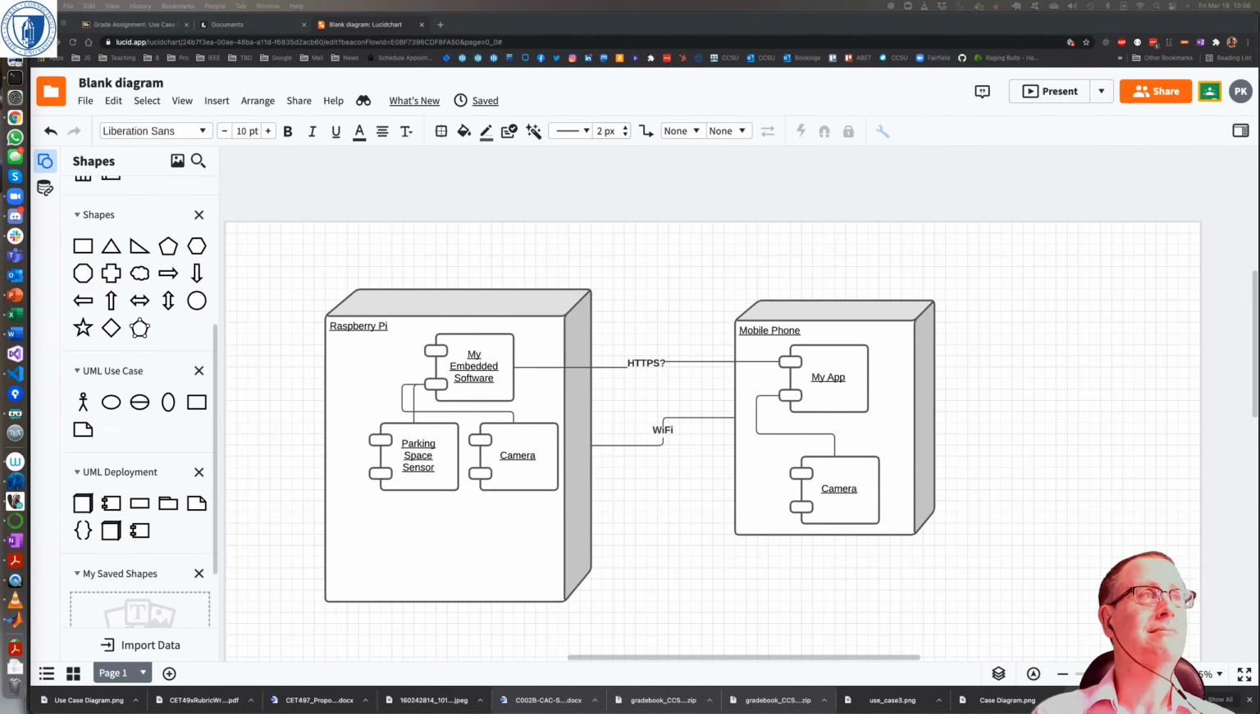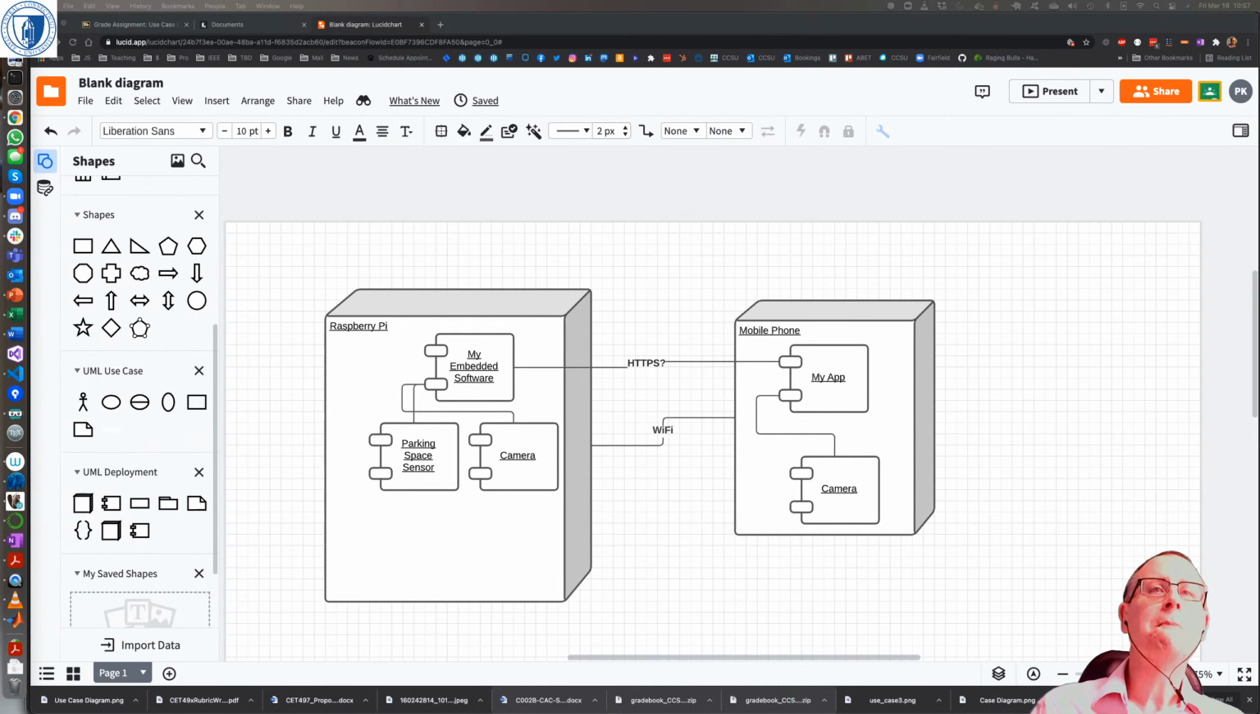If I need a camera, it's got to be part of the architecture. If I need a parking space sensor, occupancy sensor, it's got to be on the diagram, right? So for me, architecture is what is important to solve the problem. And it might be that some things that you think are important aren't, and maybe they don't end up being on the architecture diagram, on the deployment diagram.